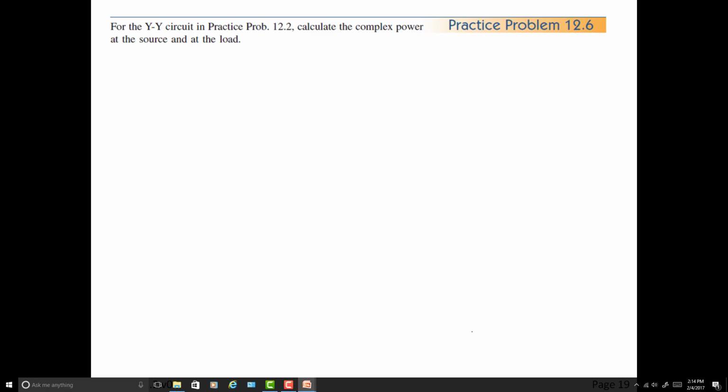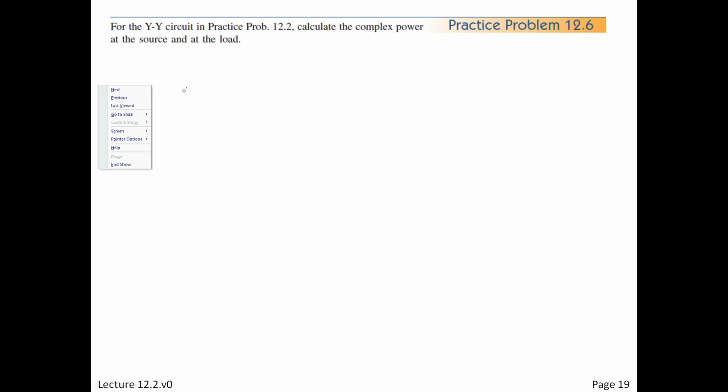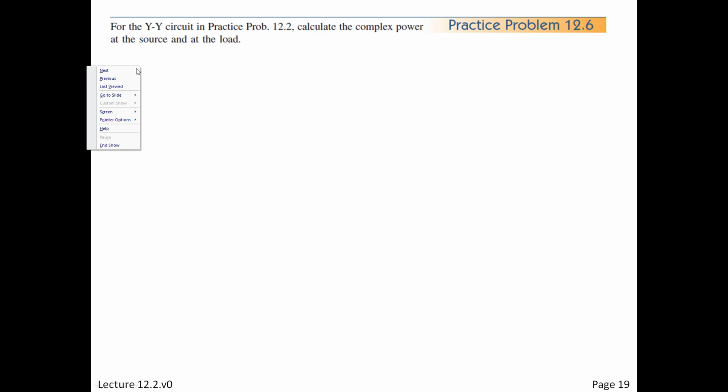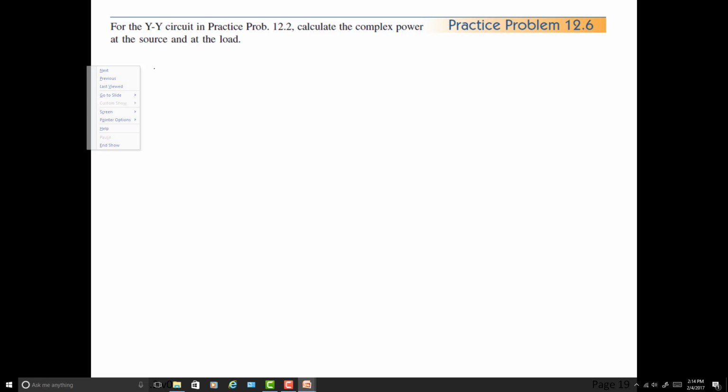All right, I'd like to close this lecture with just a quick look at practice problem 12.6. You have an example problem there in the text, that's 12.6, that's quite thoroughly worked out. We don't have time for that, but I will do this, where we take the results from a previous problem that we worked, 12.2, and calculate complex power at the source and the load. So that had a Z of the Y, which was 24 plus j19.